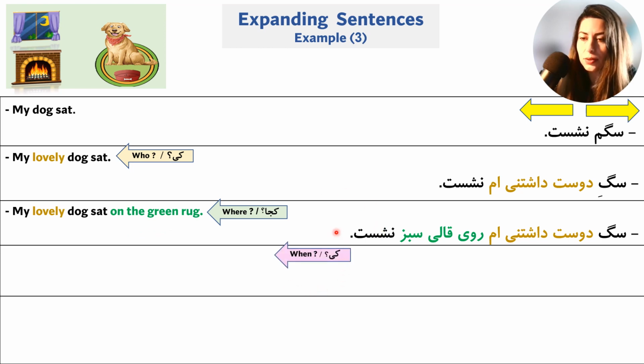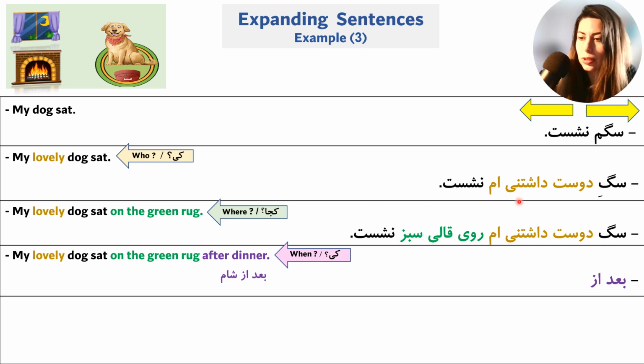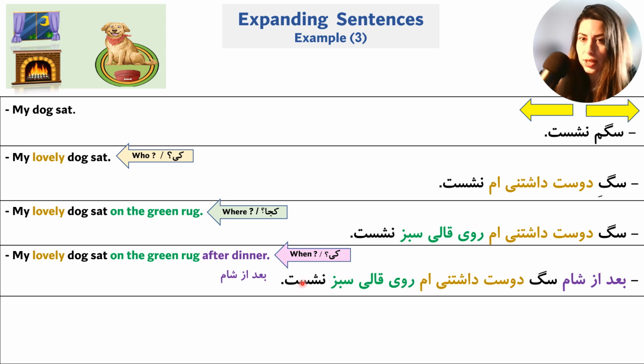Alright, next one. We can add something like after dinner because you see, this is empty, so after dinner. بعد از شام. بعد از شام سگ دوست داشتنیم روی قالی سبز نشست. Again, we need to bring it a little bit earlier in the sentence.